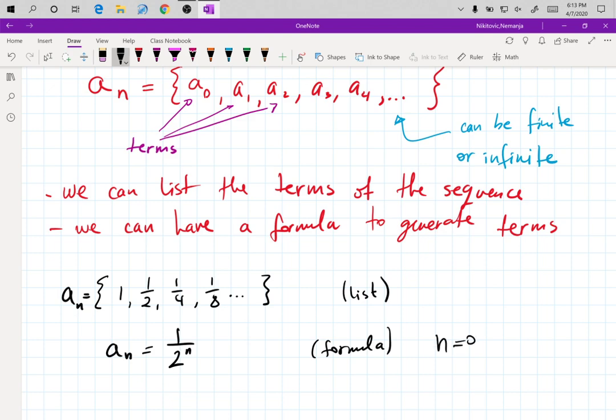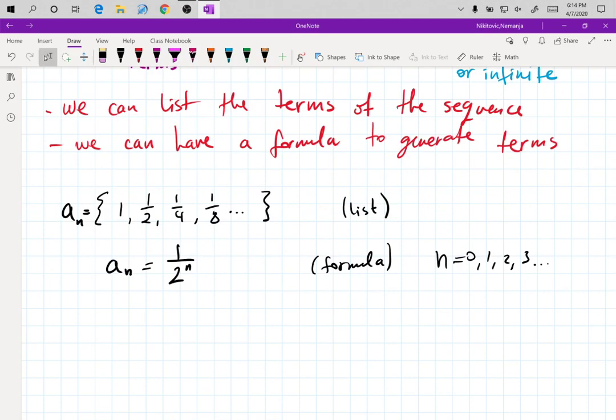Start with n equals 0, and then 1, and then 2, and then 3. And you are going to see that you're getting the same thing as above. 2 to the 0 is 1. 1 divided by 1 is 1. That's the first member. Then, when n is equal to 1, you get 1 over 2 to the 1. 2 to the 1 is 2, so 1/2. And then you have 2 squared, which is 4, which makes a quarter. And then 2 cubed, which gives you 8. And it just goes through like that all the way. And we now have these two ways to represent our sequence.